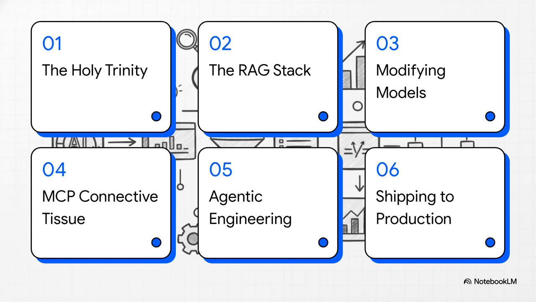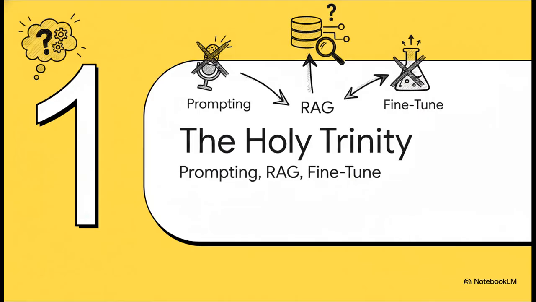So, here's our roadmap for today. First, the Holy Trinity. Second, a deep dive into the RAG stack. Third, modifying models. Fourth, the connective tissue known as MCP. Fifth, moving from vibe coding to agentic engineering. And finally, number 6, actually shipping to production. Let's get to it.